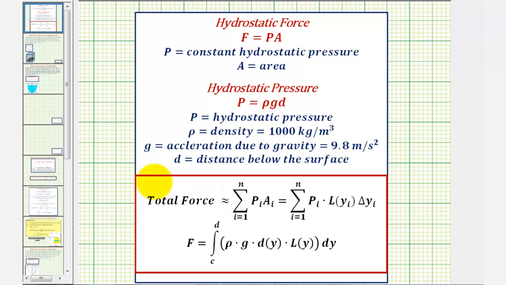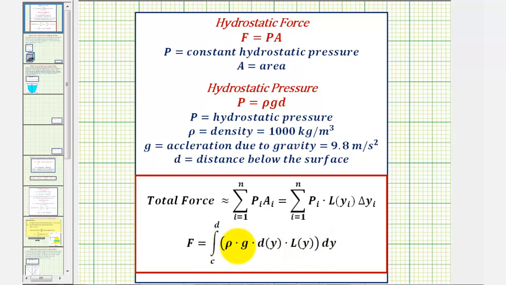The idea is that the total force applied to the dam would be approximately equal to the sum of the incremental forces at different values of y, where A sub i, the area, would be equal to L of y times delta y, where L of y again would be the width of the dam, and delta y would be the height of the rectangle. So if we take the limit as n approaches infinity of this sum, it gives us this integral here, where we have the integral of density times acceleration times d of y, the distance below the surface, times L of y, integrated with respect to y from c to d.